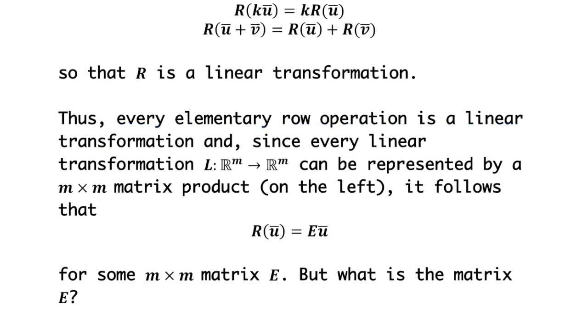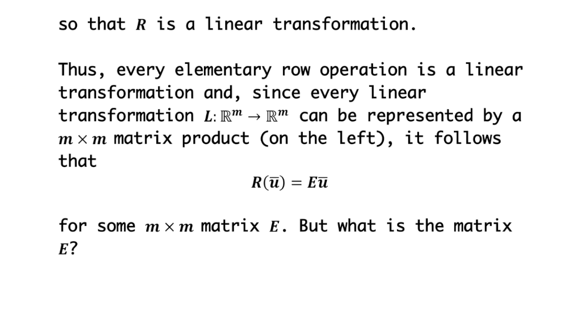And we already know every linear transformation mapping Rm into Rm can be represented by a matrix product on the left. So it follows that the elementary row operation R acting on u should be equal to E times u, where E is some m by m matrix. But the question is, what is the matrix E corresponding to that elementary row operation?